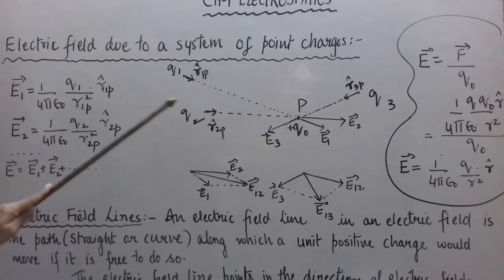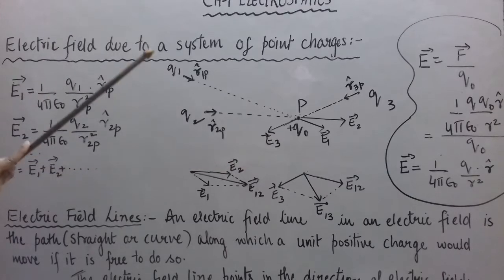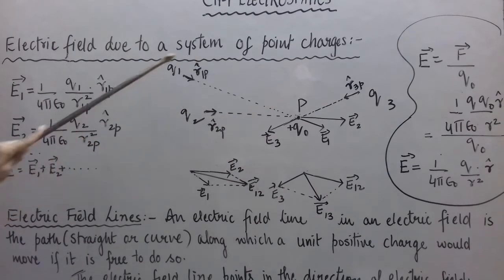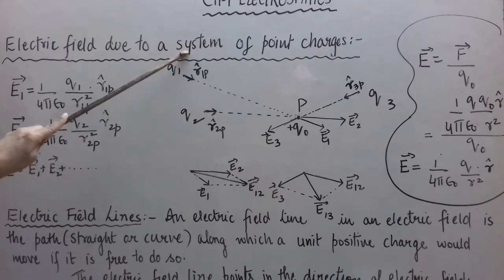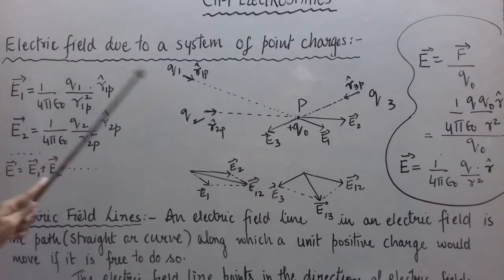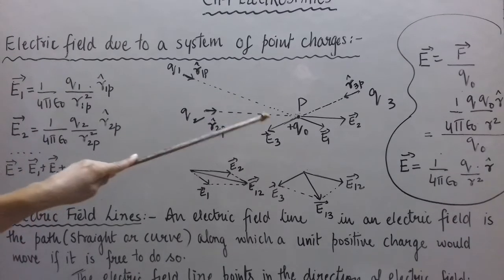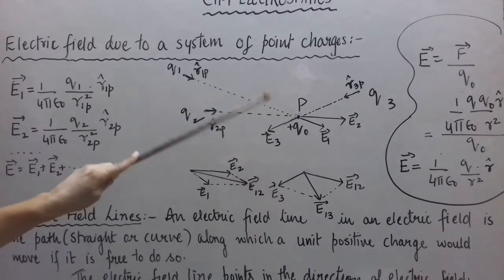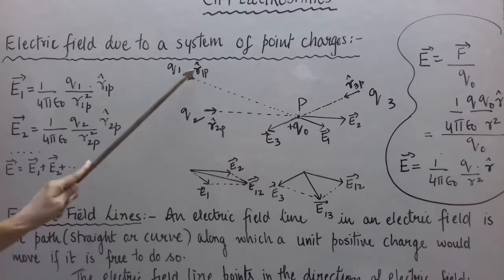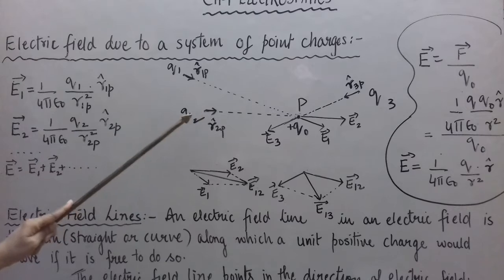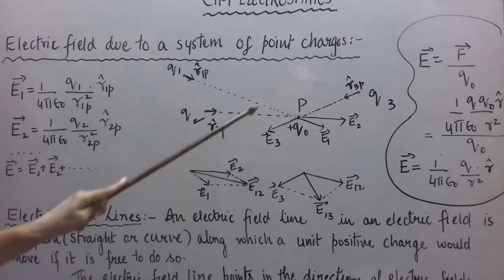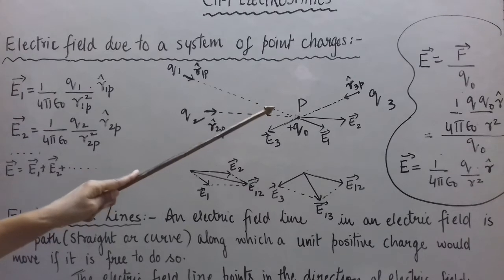Now here in the diagram I have just shown 3 point charges Q1, Q2, Q3. These are the point charges which constitute the system. And let us say we want to find out electric field due to this system at point P. I have considered here the distance between Q1 and P is R1P. The distance between Q2 and P is R2P. The distance between Q3 and P is R3P.